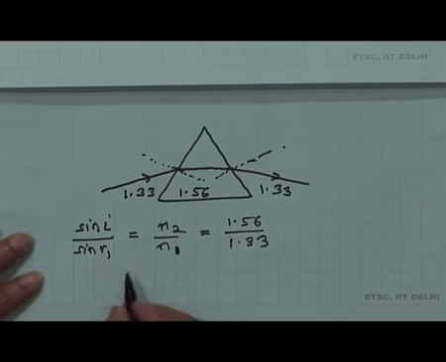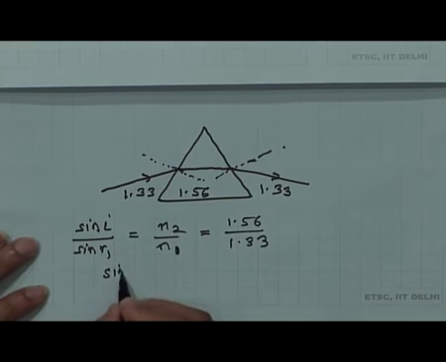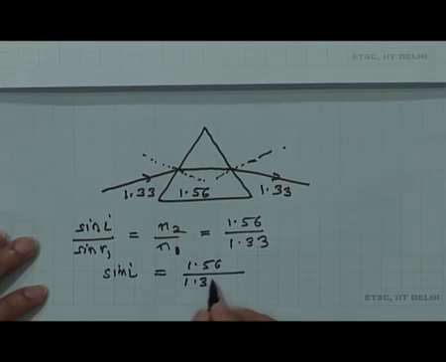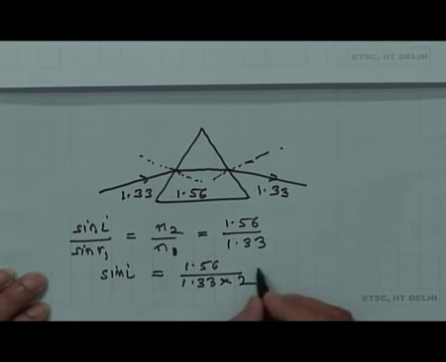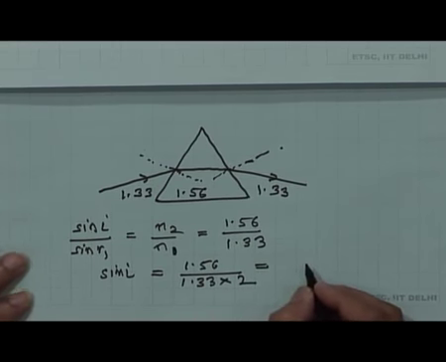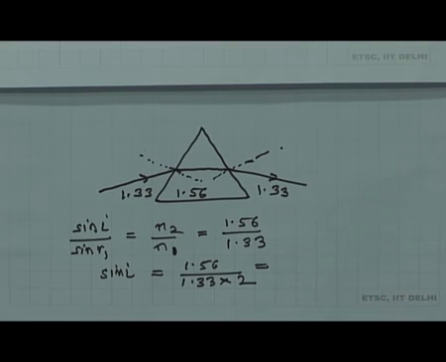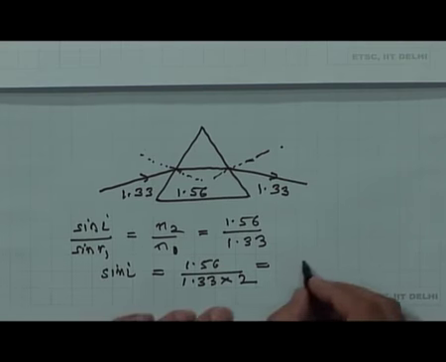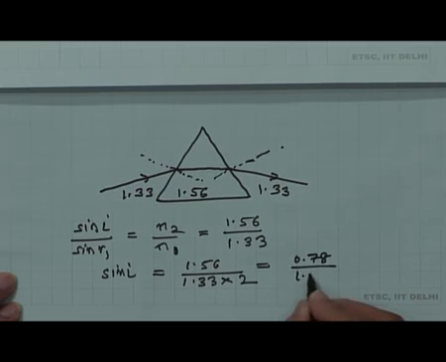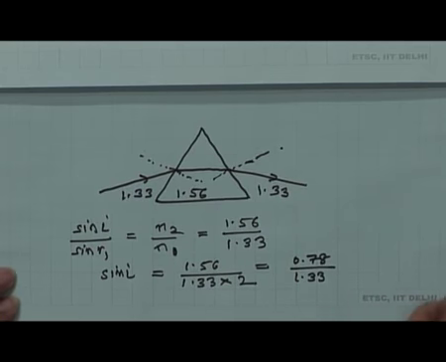So, R1 is 30 degrees and therefore sin I is equal to 1.56 divided by 1.33 into sin 30, which is half. So, that is equal to 0.78 by 1.33. We will substitute this, so sin I is equal to 0.78 by 1.33.